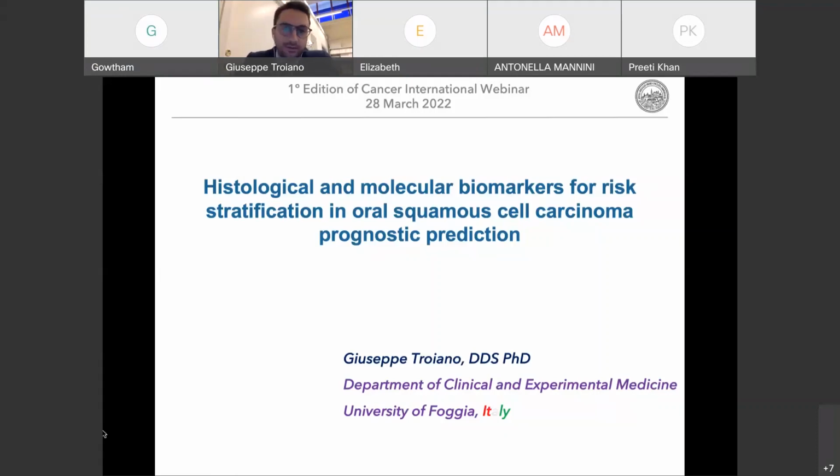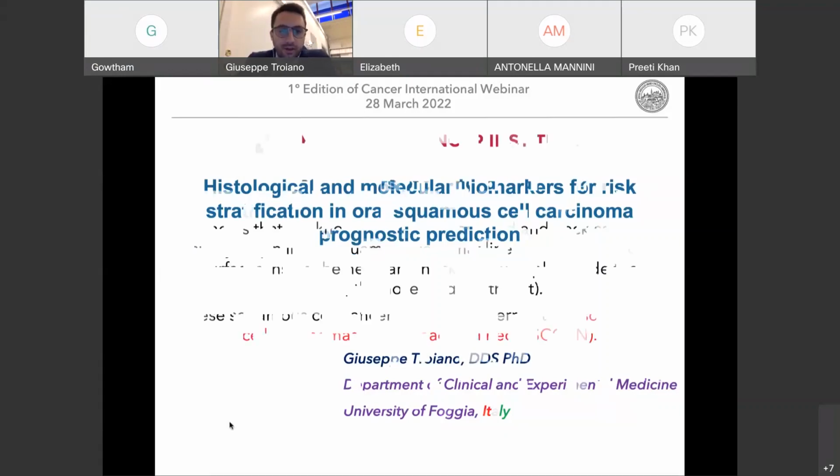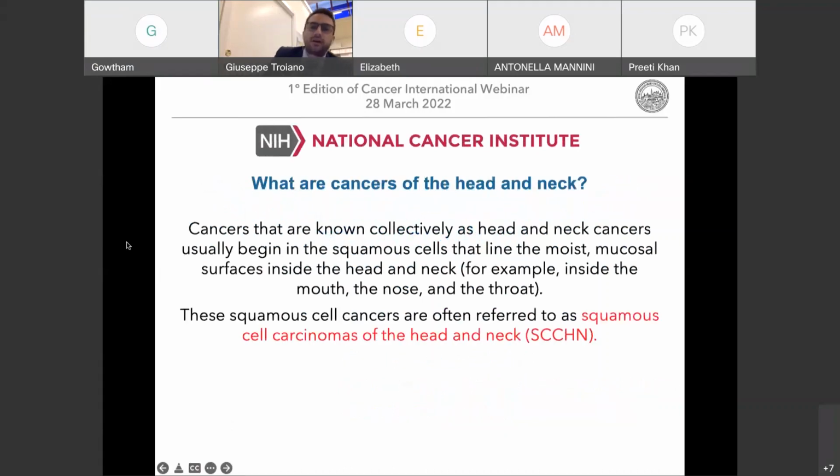Present about the histological and molecular biomarkers for risk stratification in oral squamous cell carcinoma. As we know, according to the National Cancer Institute, oral squamous cell carcinoma belongs to the wider group of head and neck squamous cell carcinoma, and the wider group of head and neck cancer in general, that are cancers that line the moist mucosal surface inside the head and neck.